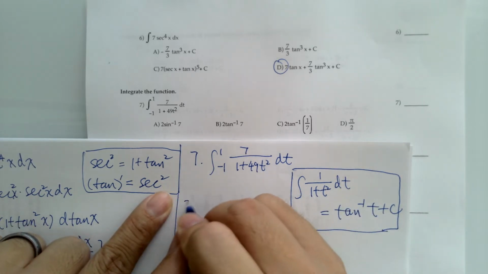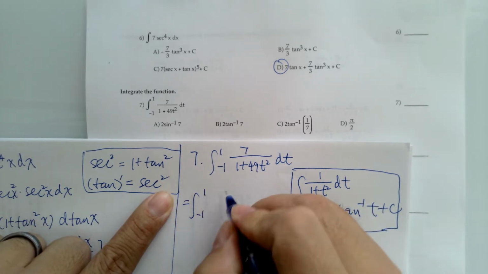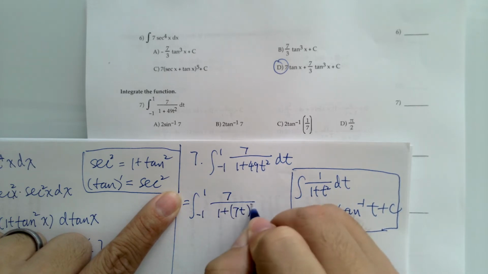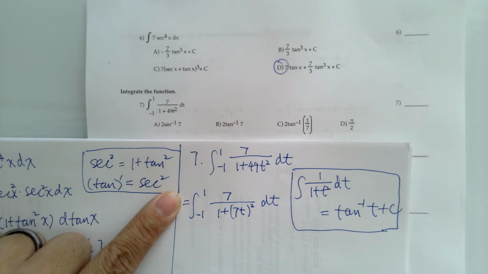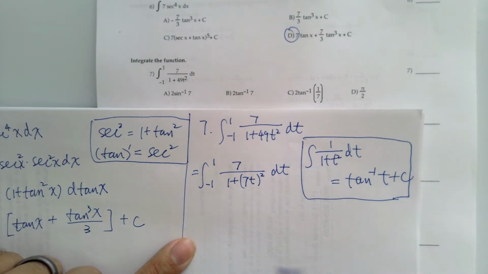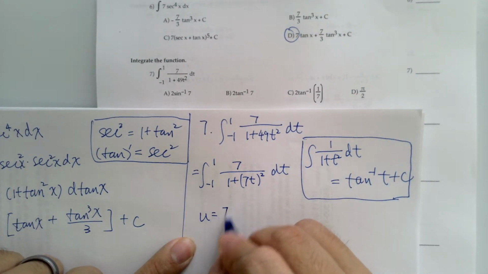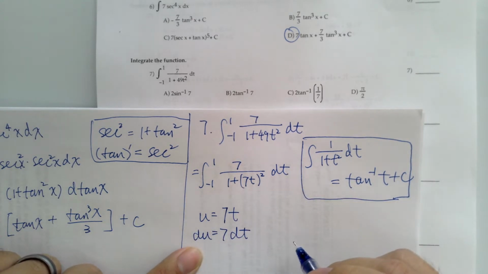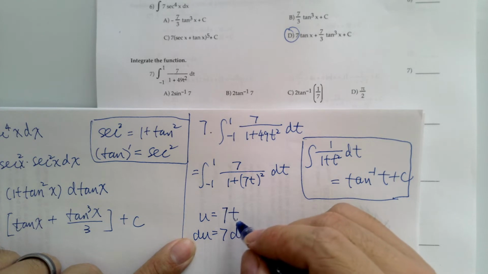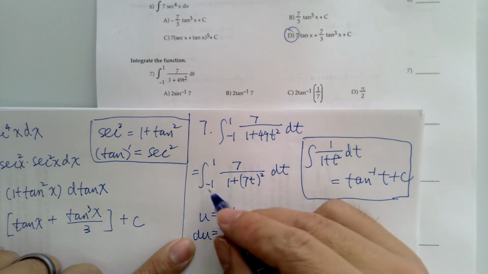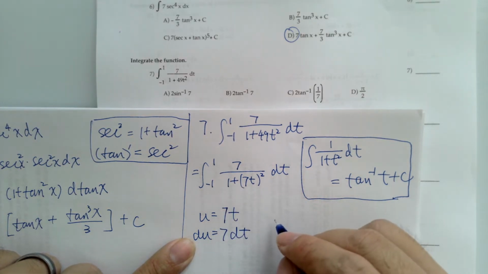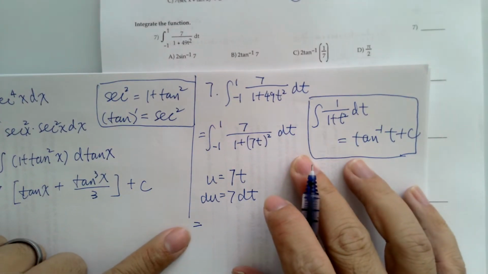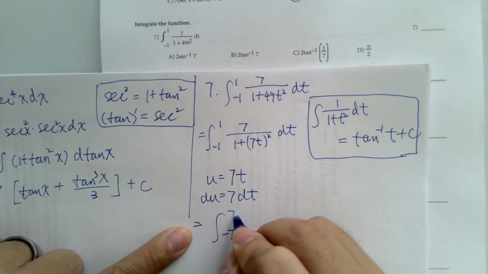Now let's see. So 7 over 1 plus 7t squared dt, right? So easily you can see that I can make a u substitution. So set u equals 7t, then du equals 7 dt. Since t is from -1 to 1, my u is coming from -7 to 7. So make the substitution, -7 to 7.